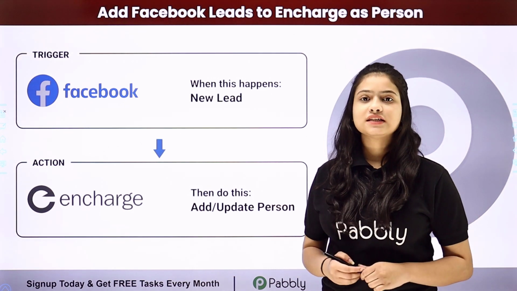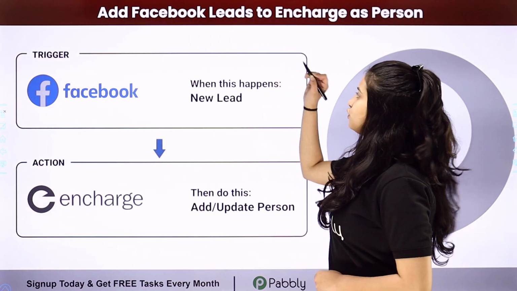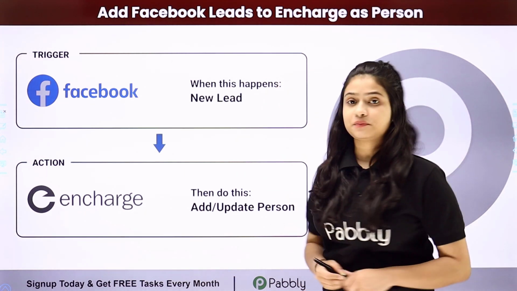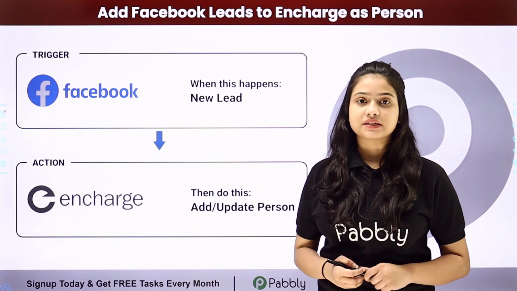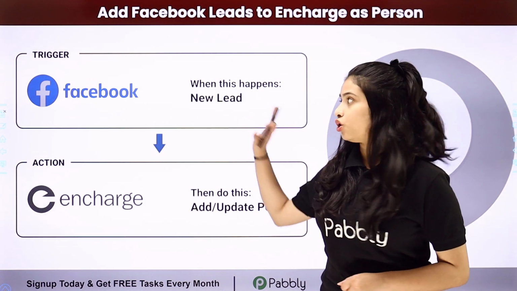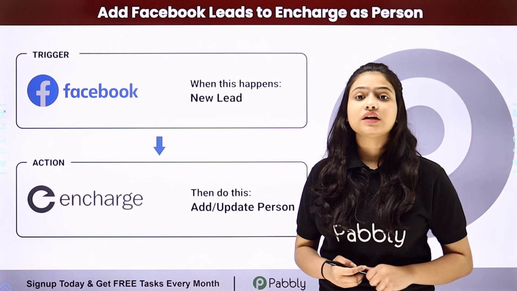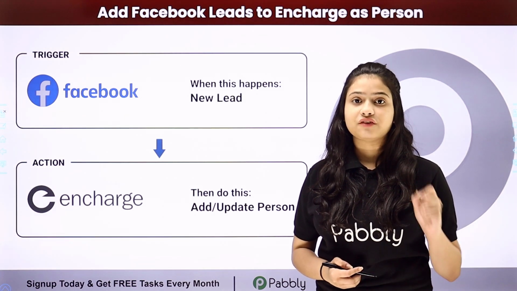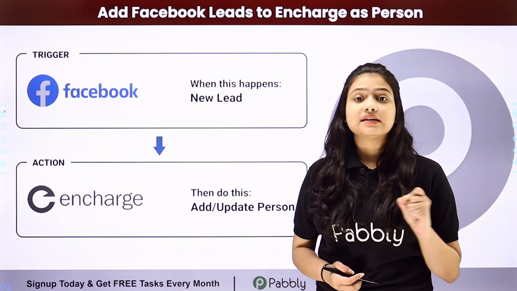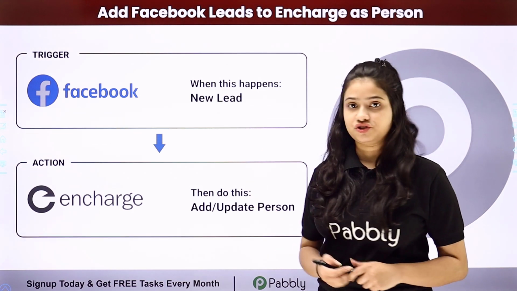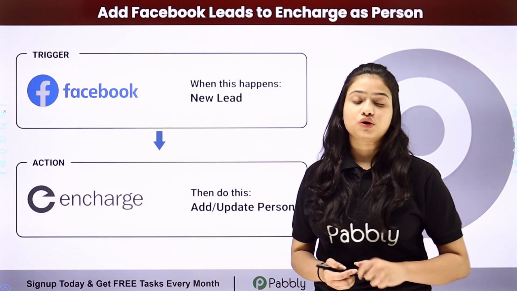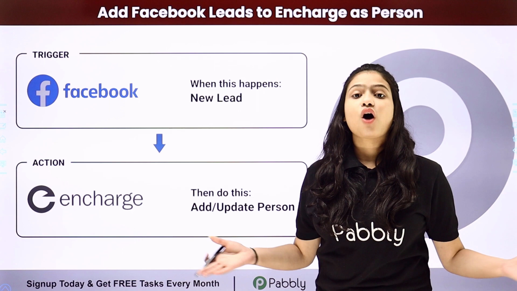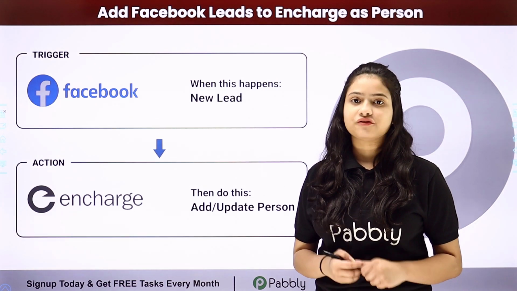Hello everyone, in this video we are going to learn how to add Facebook leads to Encharge as person. Suppose I am having a business for which I am running an ad campaign on my Facebook page, and now I want that whenever a new lead will be generated through that Facebook lead ads, automatically the same lead should be added as a person in Encharge, which is an amazing marketing automation platform for businesses. So how we are going to do this process automatically and effortlessly?